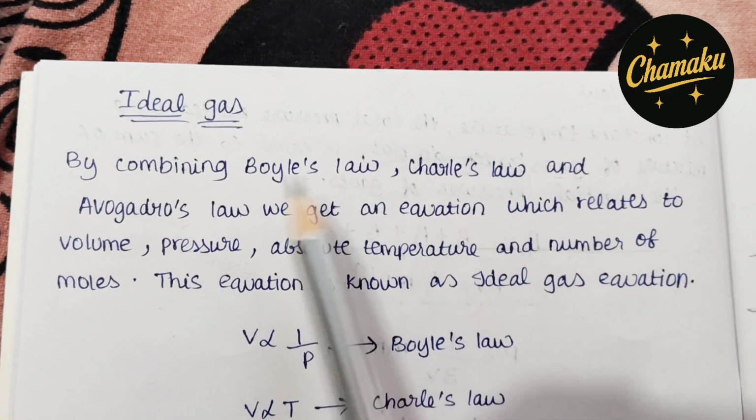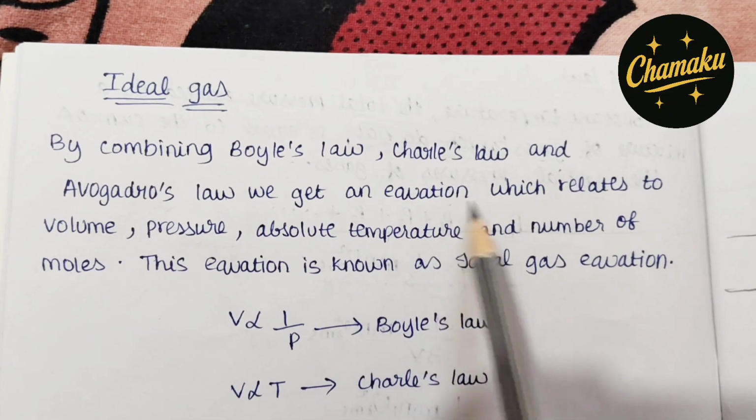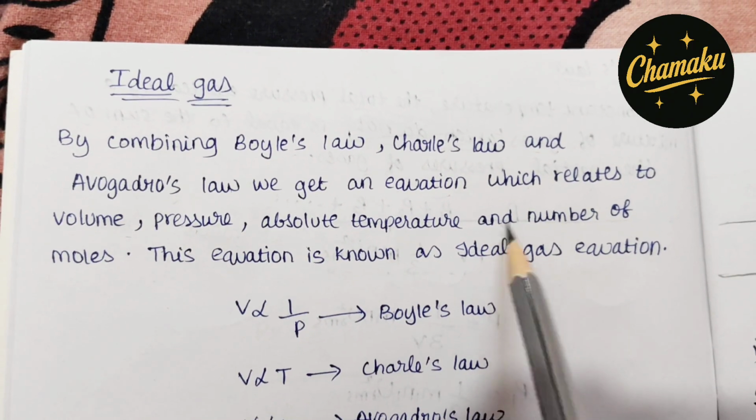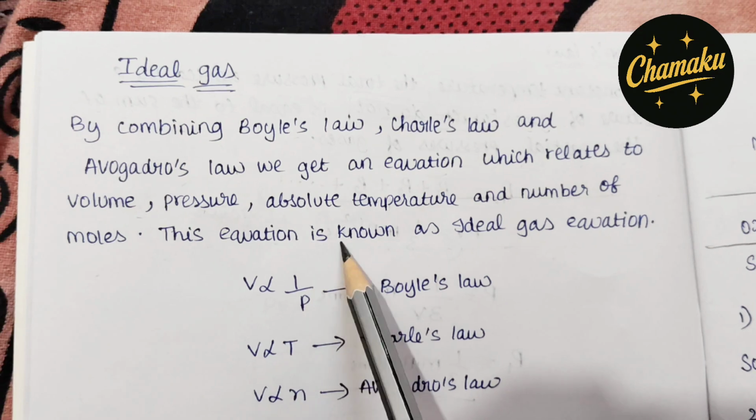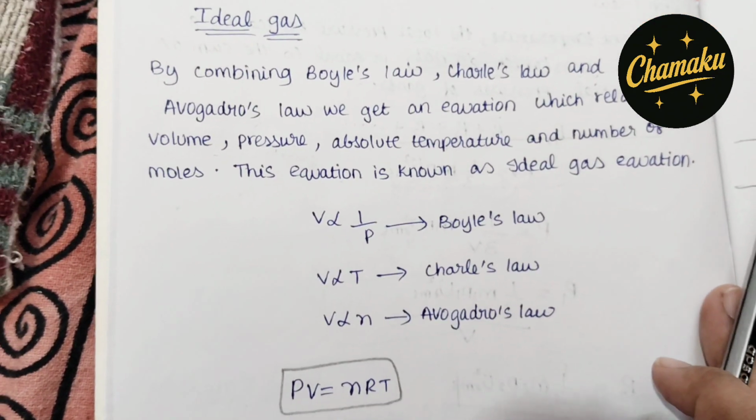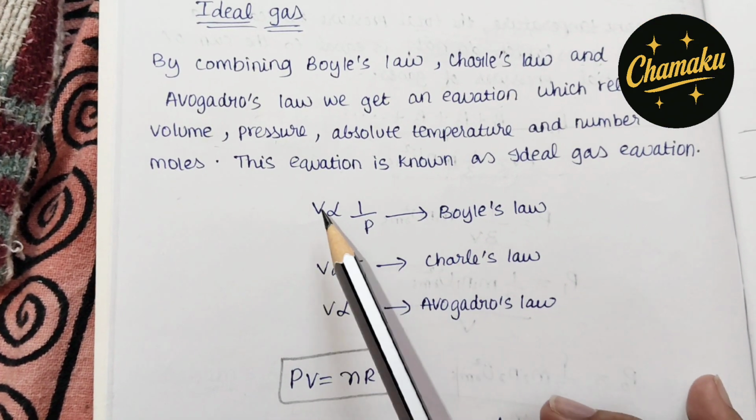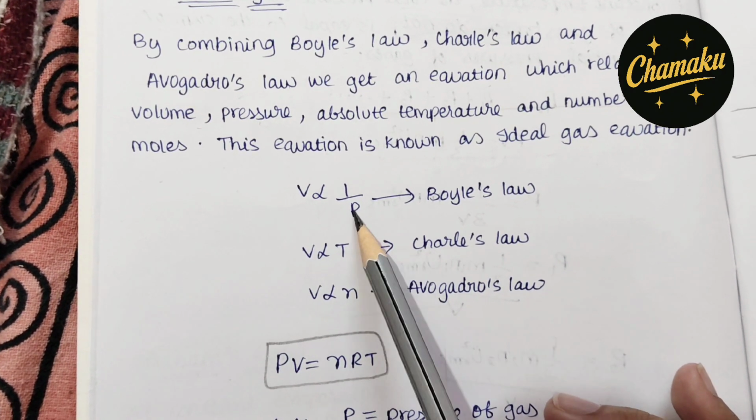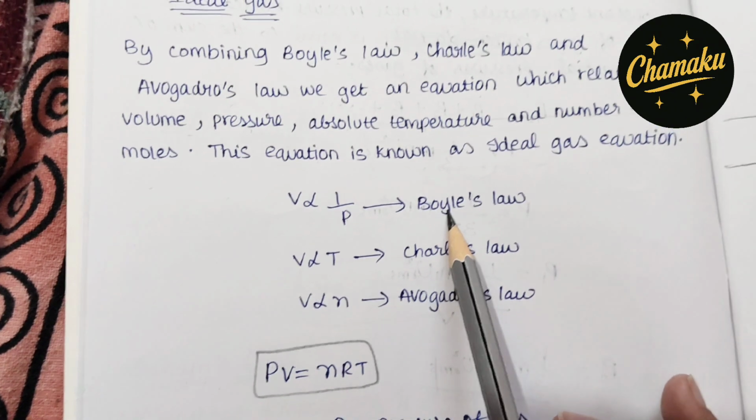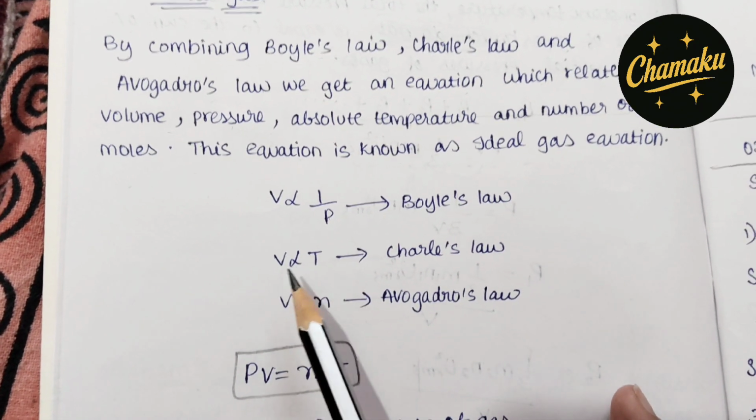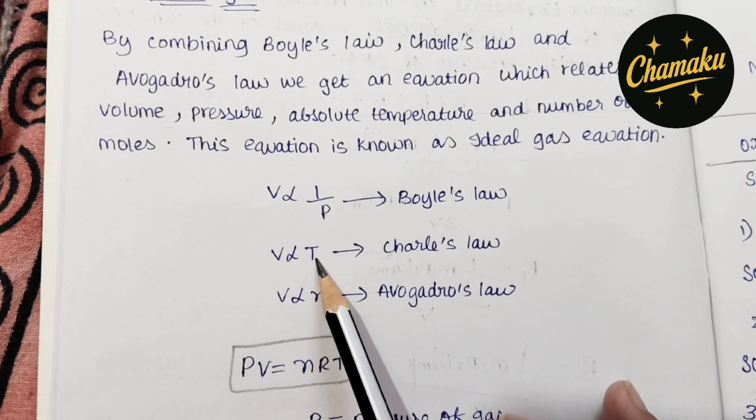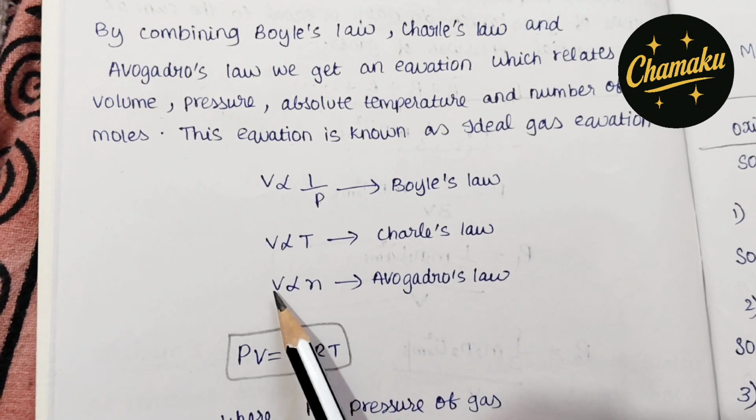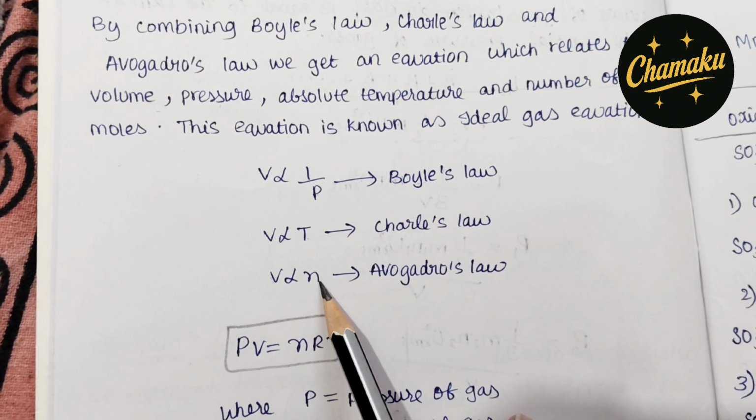So by combining these three laws, we get an equation which relates volume, pressure, absolute temperature and number of moles. This equation is known as the ideal gas equation. So what is the formula of Boyle's law? Volume is inversely proportional to 1 by P, that is pressure. This is the Boyle's law formula. And what is the Charles' law formula? Volume is directly proportional to absolute temperature. This is the Charles' law formula. And coming to Avogadro's law formula, volume is directly proportional to number of moles.